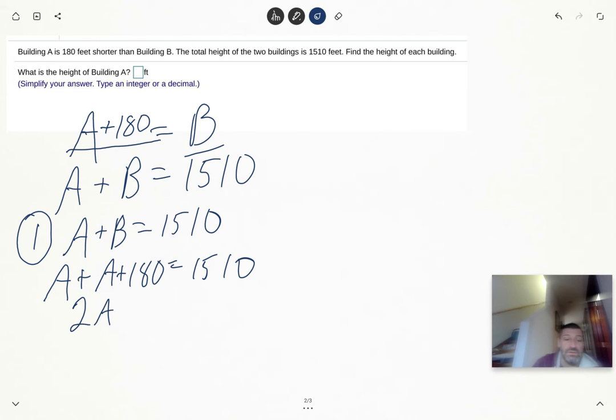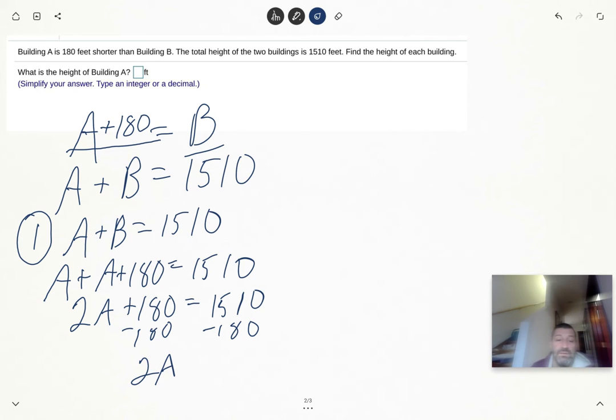So that'd be 2A when we combine like terms, plus 180 equals 1,510. Subtract 180, and we get 2A is equal to 1,330. Divide by 2, divide by 2, and A would be equal to 665, right?